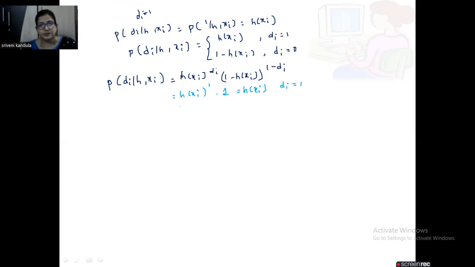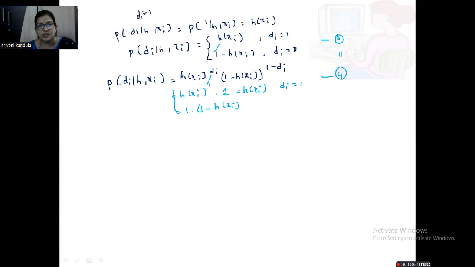Similarly, let us take the di value as 0. So h of xi to the power of 0 we are taking now. Then the first term will become 1 and the next term will be 1 minus h of xi, which is equal to this second case. So let us take the first one as equation 3 and this as equation 4. So I can say that 3 and 4 are equivalent.